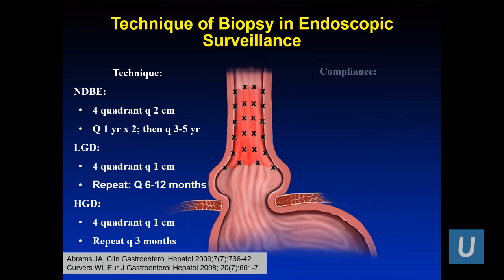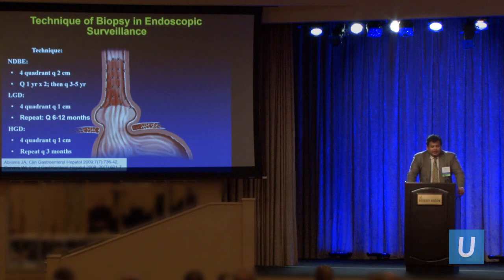to 12 months, although I would argue that the most recent data suggests you should probably ablate or resect those patients. And then high-grade patients, again, there's 4-quadrant biopsies every 1 centimeter if you're doing surveillance, but I would argue in 2018, we do not do surveillance on high-grade dysplasia. Those should all be treated.